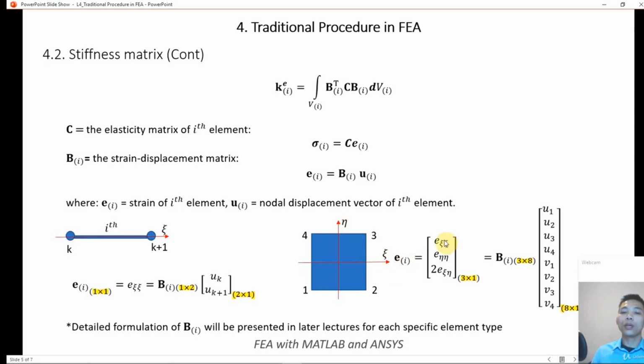then we have three components of strain. ε_ξξ is similar to ε_xx in the previous lecture, ε_ηη is similar to ε_yy, and ε_ξη is similar to ε_xy. And then the three components will equal B multiplied with the nodal displacement vector. Okay, so what is the nodal displacement vector for 2D? You can see for 2D, each node here will have two components of displacement, which is the displacement in x direction and the displacement in y direction.